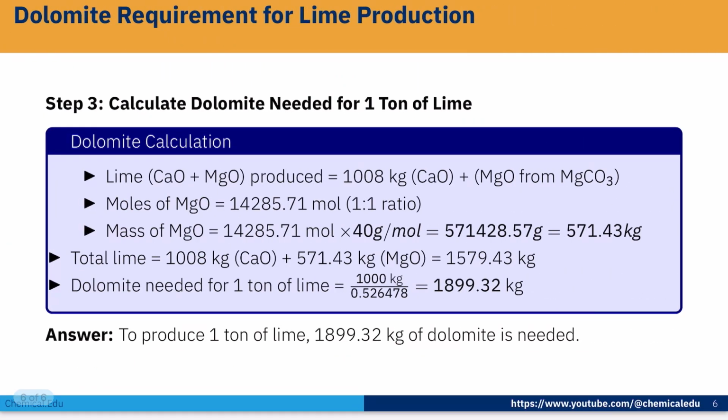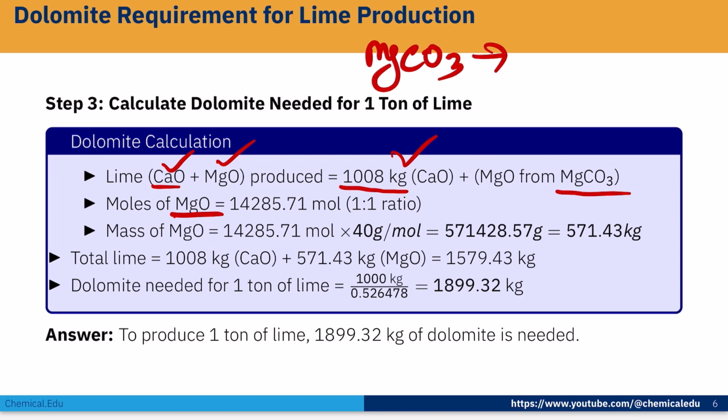Now question number 3, calculate the dolomite needed for 1 ton of lime. You know lime is the mixture of calcium oxide and magnesium oxide. Here the calcium oxide produced is 1008 kg. Now we have to calculate how much magnesium oxide is actually produced from the magnesium carbonate. You know the equation: MgCO3 will produce MgO plus CO2. So 1 mole of magnesium carbonate decomposes to produce 1 mole of magnesium oxide.